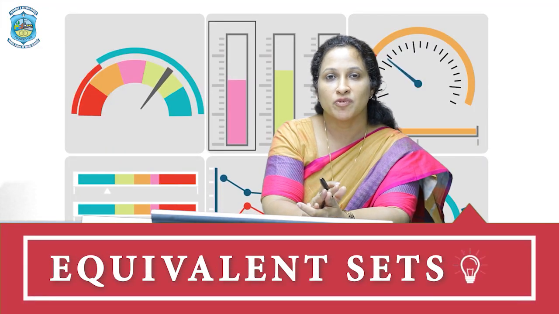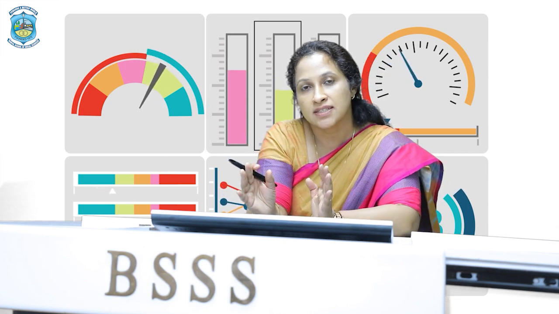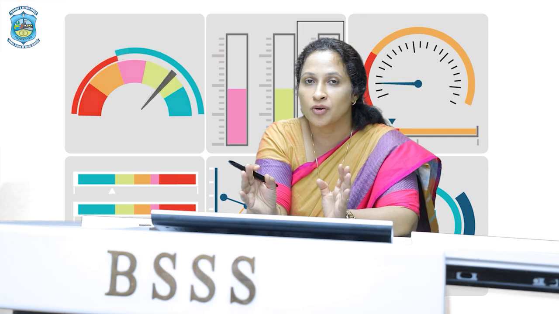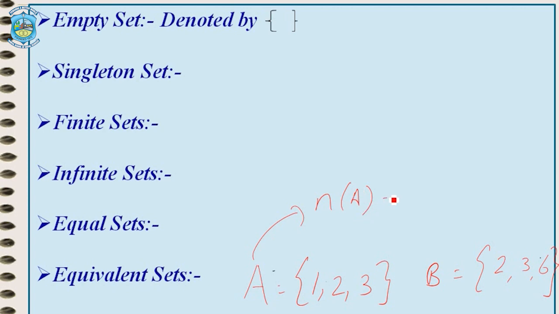So, let us understand what are equivalent sets. Two sets are called equivalent sets when the number of elements in the sets is the same, but the elements themselves are not the same. I will give you an example. For example, you have set A with elements 1, 2 and 3, and the elements in set B could be 2, 3 and 6. You can see that the number of elements in both the sets is 3, which is also called the cardinal number, and it is represented as n(A). n(A) is 3 and n(B) is also 3, which is known as the cardinal number.